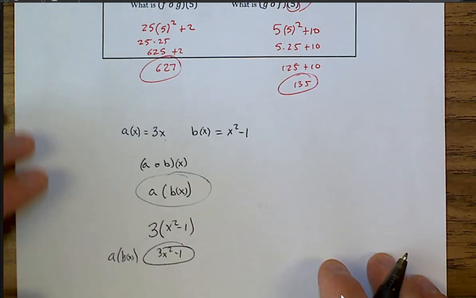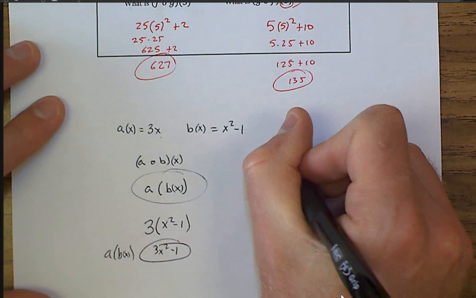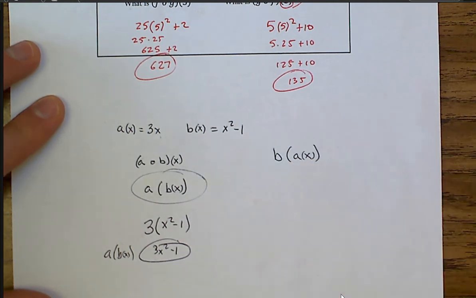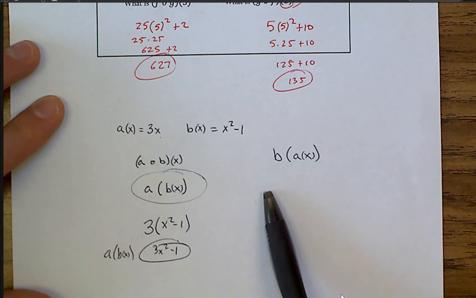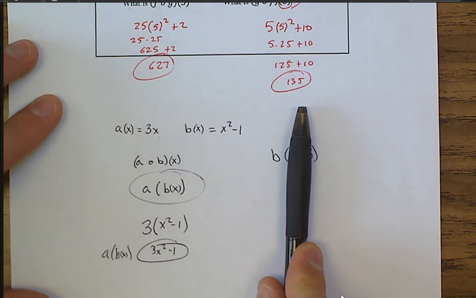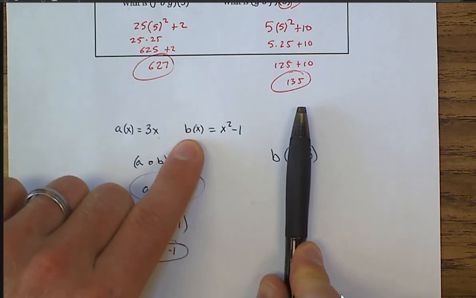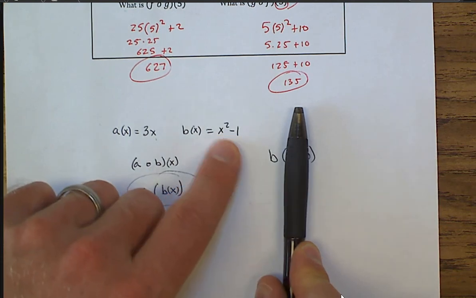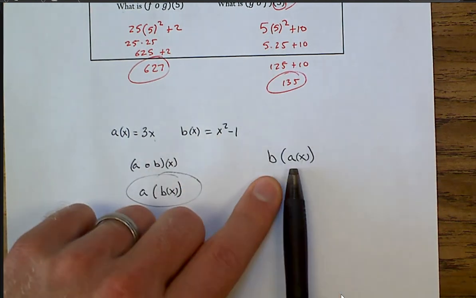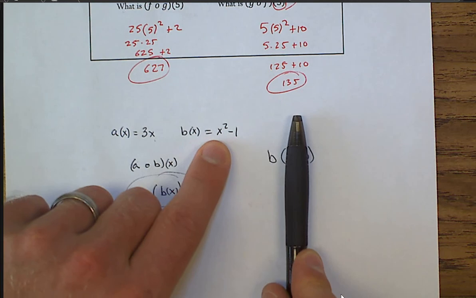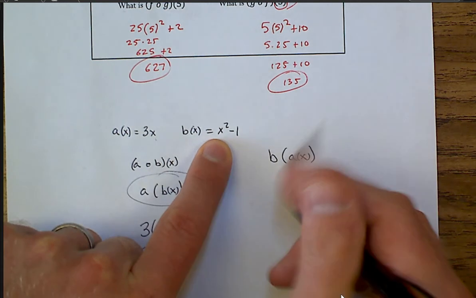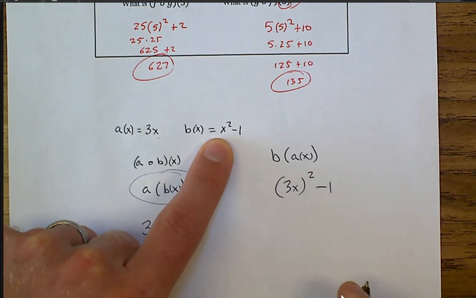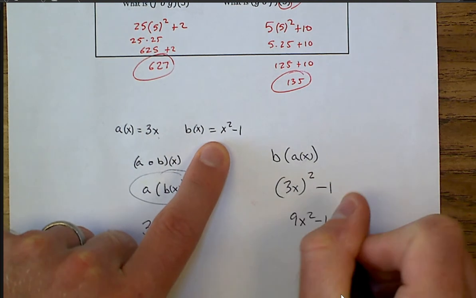Let's try it the other way. Let's see if we can do, I'll just write it as b of a of x. Okay? So again, what is b of a of x? This is a composite function. So normally there's just a giant x there. So we're talking about the b of x function. But now instead of like the number 5 there, or the number 7, what are we plugging in for x? We're going to plug in the a of x function into the b of x function wherever there's an x. So this would be, instead of x, we're going to write 3x. We're going to square it, and then we're going to still subtract 1. That becomes 9x squared minus 1, and that is b of a of x.